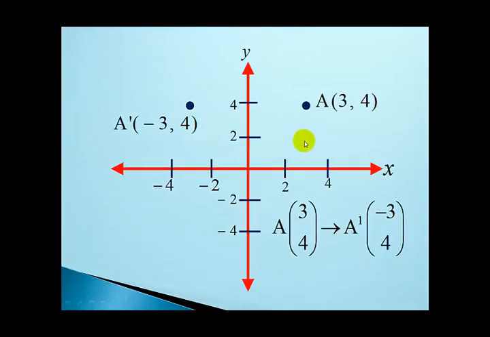Now on the graph, for the point A(3, 4), we have 3 on the x-axis and 4 on the y-axis. That is the point A(3, 4). But the image A prime is (minus 3, 4). Minus 3 is the x-coordinate and 4 is the y-coordinate. So we have minus 3 on the x-axis, then 4 on the y-axis. Where they meet, this is our point. That is the image. So the coordinate of A prime is (minus 3, 4).